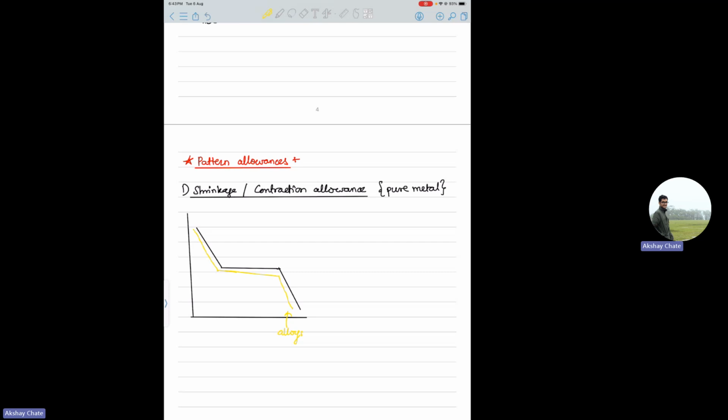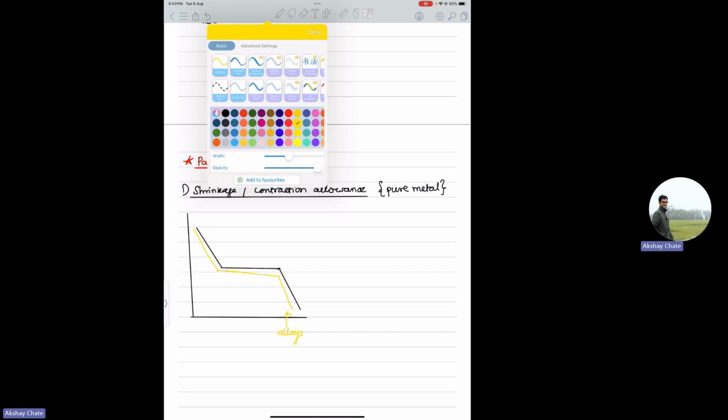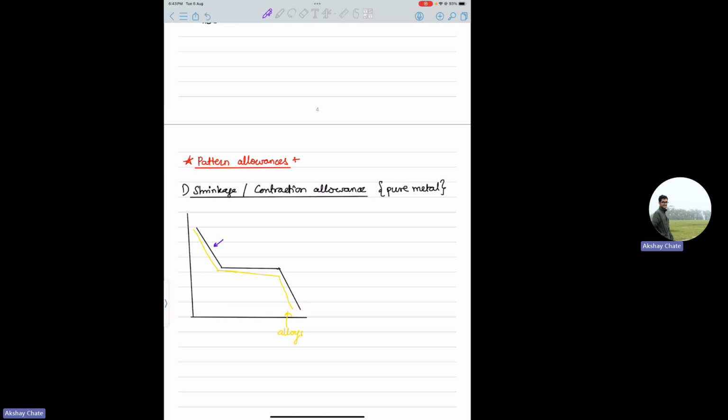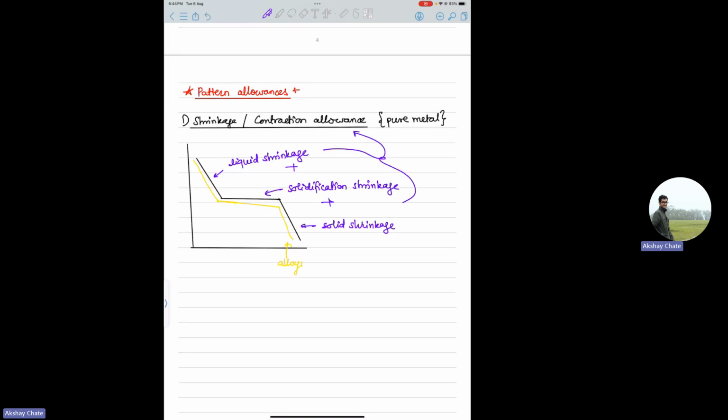So this shrinkage allowance is divided into three types. First is called, sorry, here it will be liquid shrinkage. So you need to consider this also. Then you have solidification shrinkage, and then you have solid shrinkage. Okay, so you have to add all these three to get the shrinkage allowance. So it's not a single component system, and this is typically a temperature versus time plot, and the direction should be here because you are cooling it.